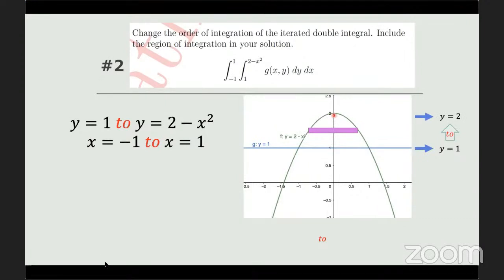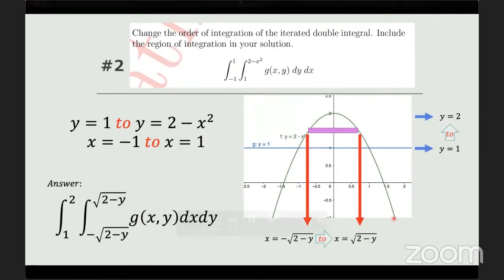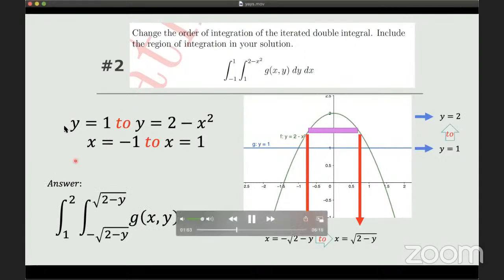And then, for the inner bound for x, magbe-base ka din sa curve na to, which is x is equal to negative square root of 2 minus y, to x equal to square root of 2 minus y. Take note na ito yung semi-parabola, yung negative, tapos ito yung semi-parabola na positive. So you have this double integral with order dx dy.